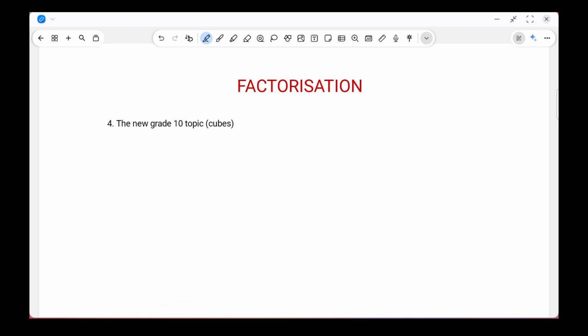Another method, this is new for grade 10: sum and differences of two cubes. We use a tiny bracket and a big bracket. You must always understand those rules.